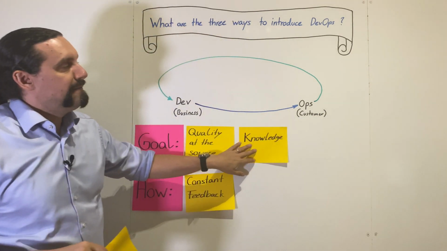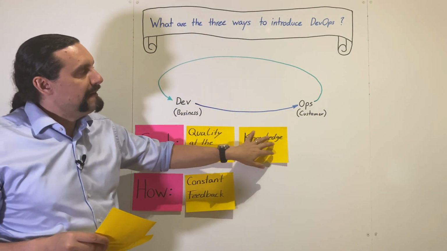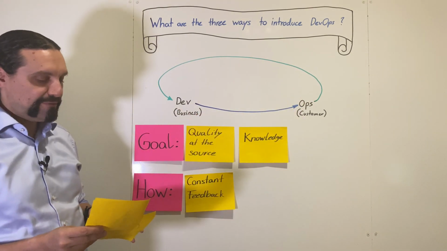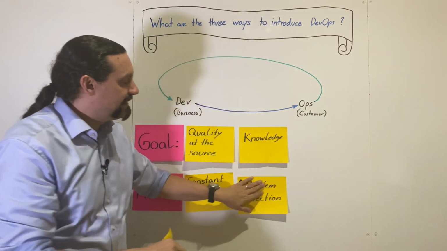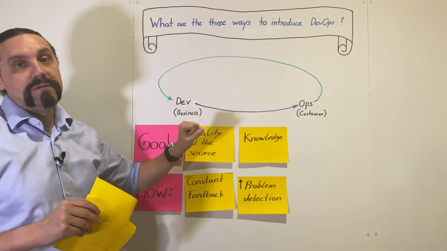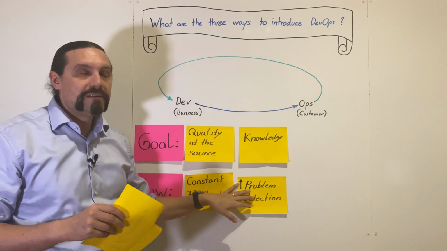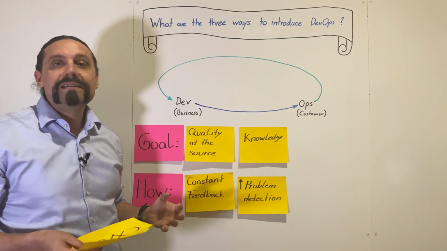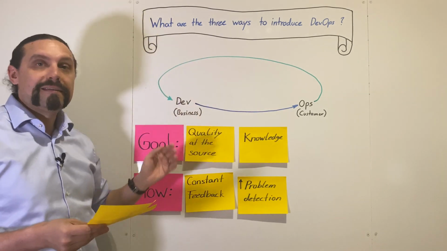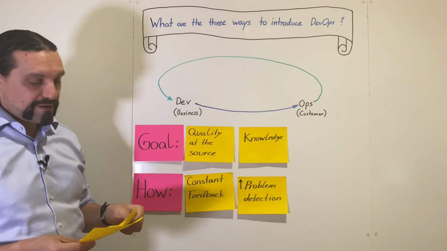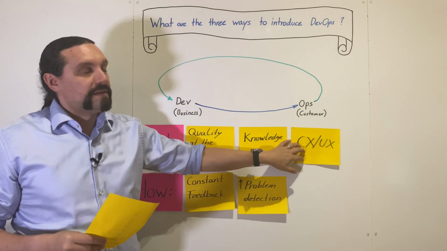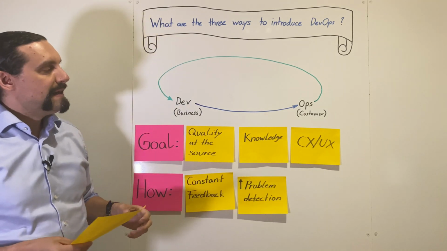A second goal which we have is to get knowledge. And again here we need to have data from production or from the customer side to have that knowledge so that we can detect problems as early as possible when they are happening or even before they are happening in production. But it's not only about problem detection, we also detect potential opportunities with this knowledge that we get by having feedback from production.